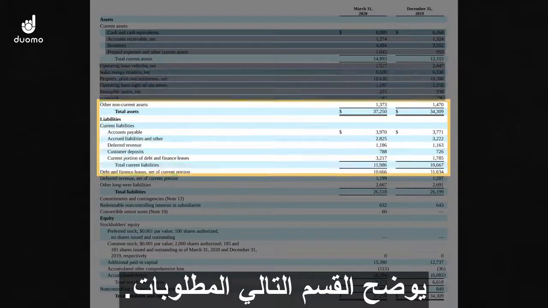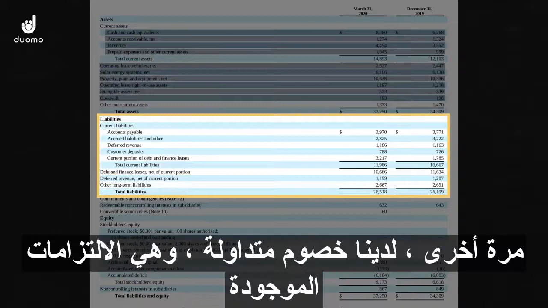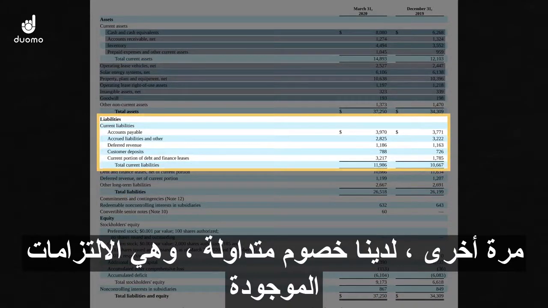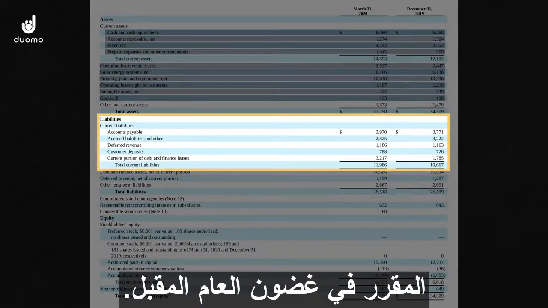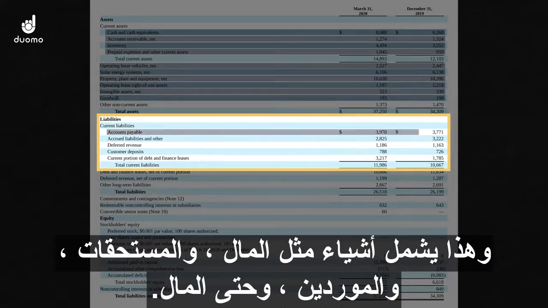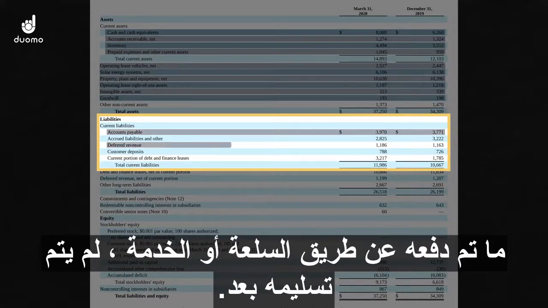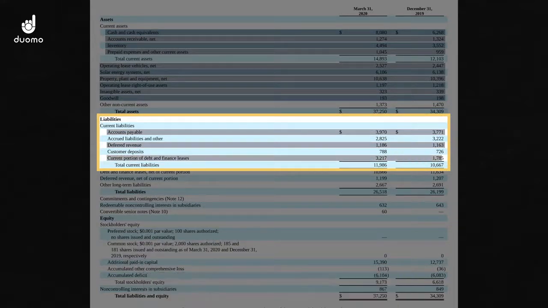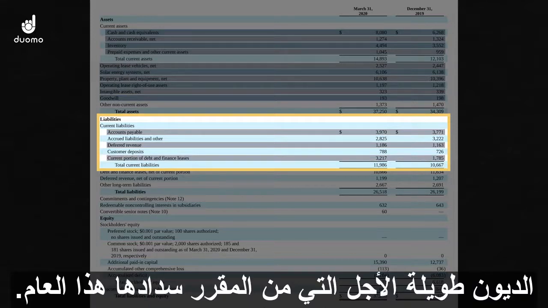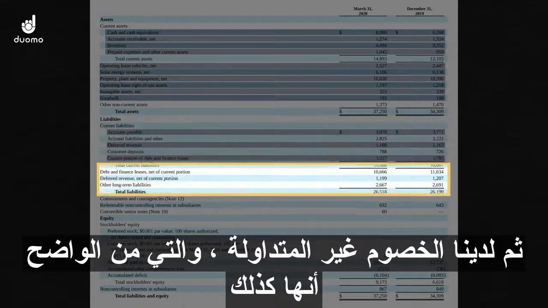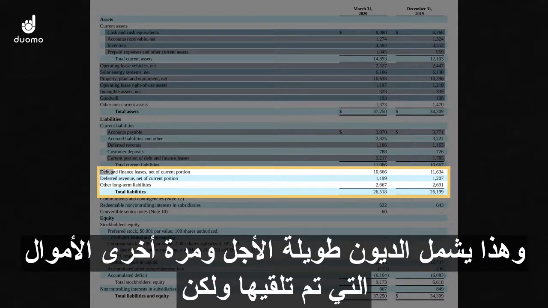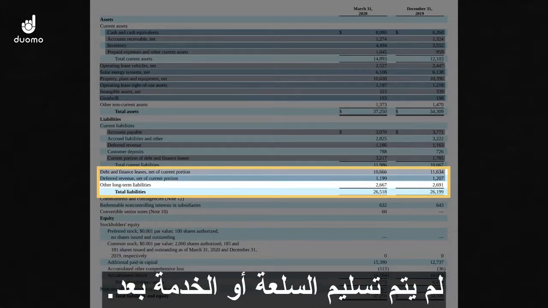The next section shows the liabilities. Again, we have current liabilities, which are the obligations that are due within the next year. And this includes things like money owed to suppliers, even money that has been paid but the good or service is yet to be delivered, along with the portion of long-term debt that's due to be repaid this year. Then we have the non-current liabilities, which are obviously obligations that are not due within the next year. This includes long-term debt and again, money that's received but the good or service has not yet been delivered.